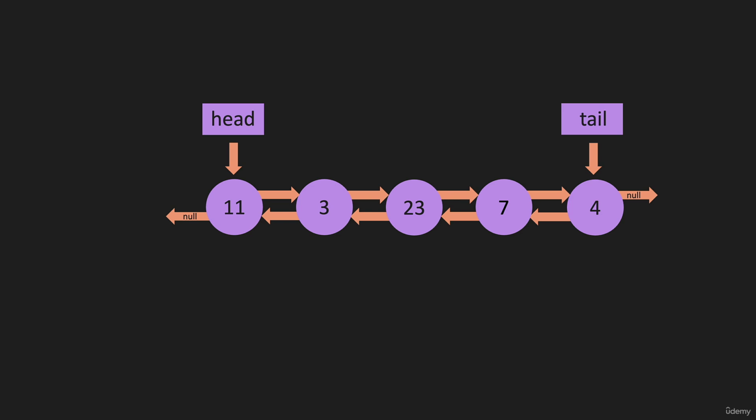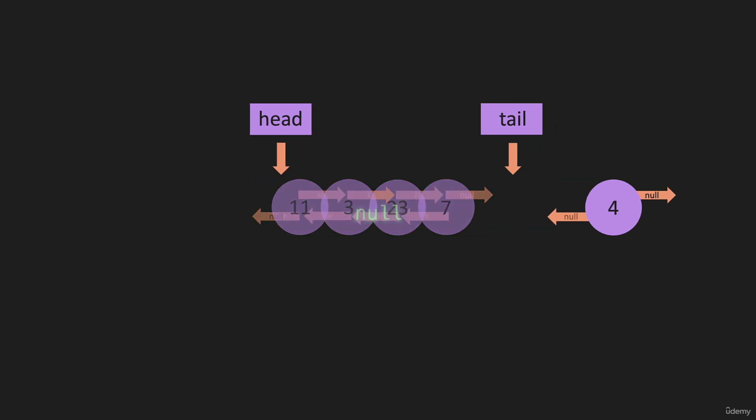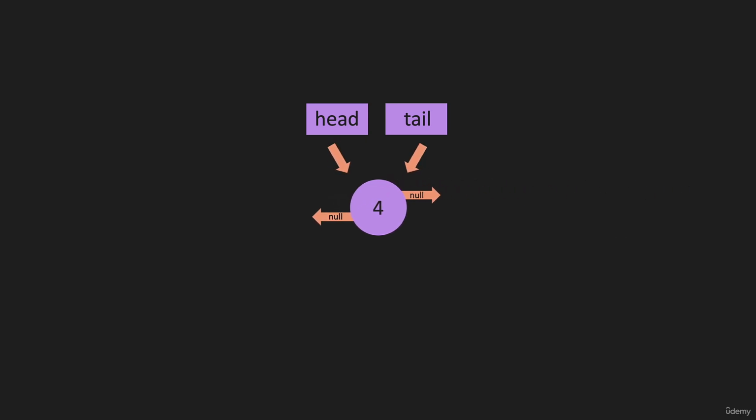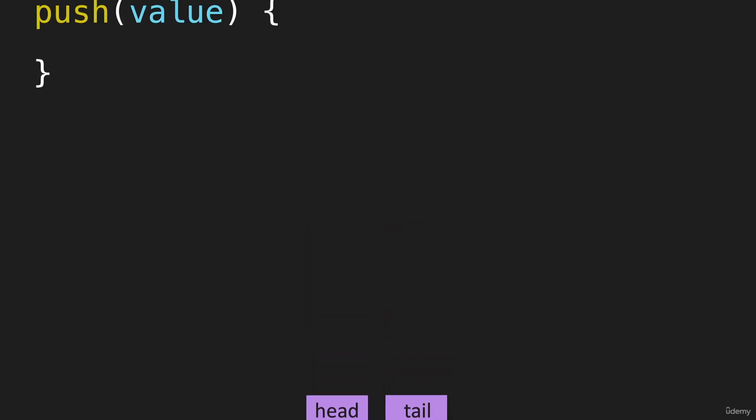And just like with a singly linked list, you can have an empty list, in which case you're going to set head and tail equal to the new node. So if you want to code this, go ahead and pause it here. Otherwise, we'll get into the code.